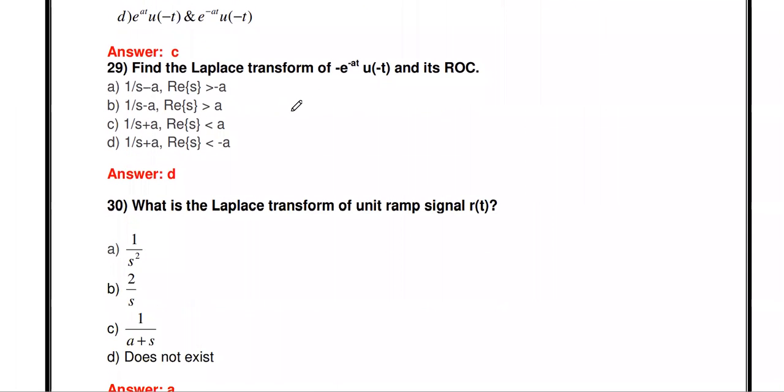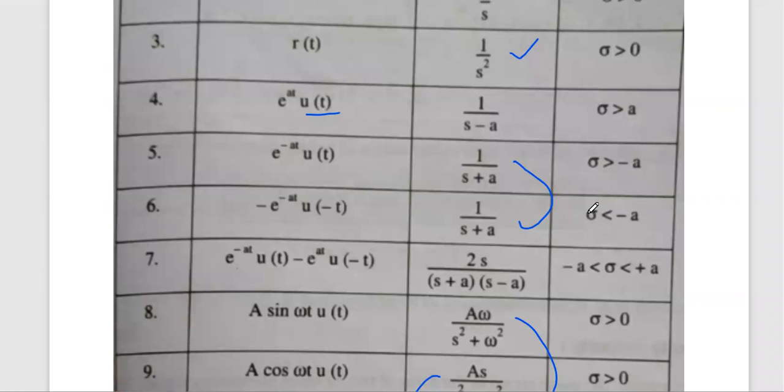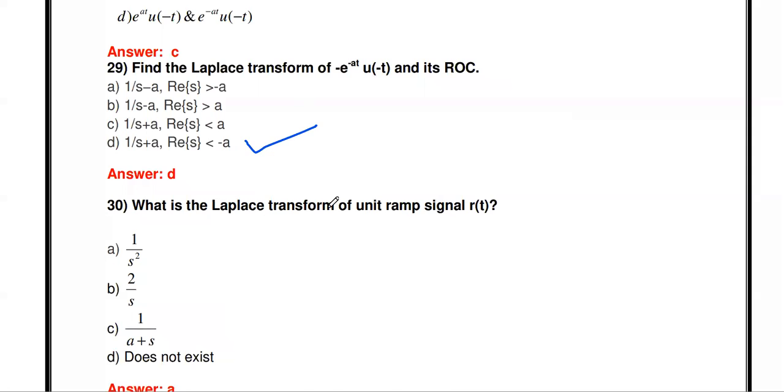Then find the Laplace transform of minus e power minus a t u of minus t. Already you know the answer: 1 by s plus a, but the ROC is real of s less than minus a. This is the answer. Okay, 1 by s plus a, and as per this table, real of s, that is sigma, should be less than minus a. Okay, this is the answer.